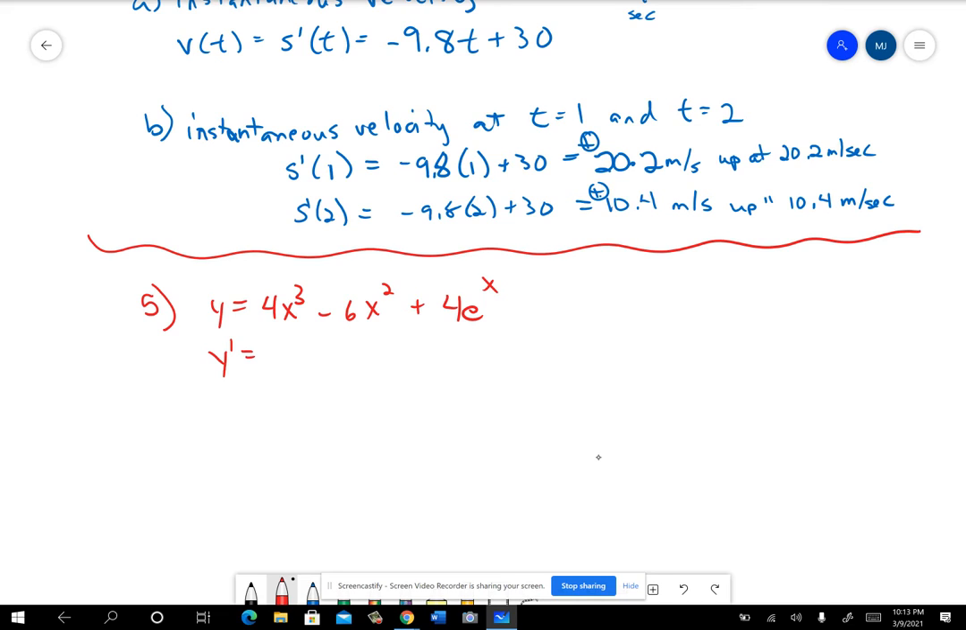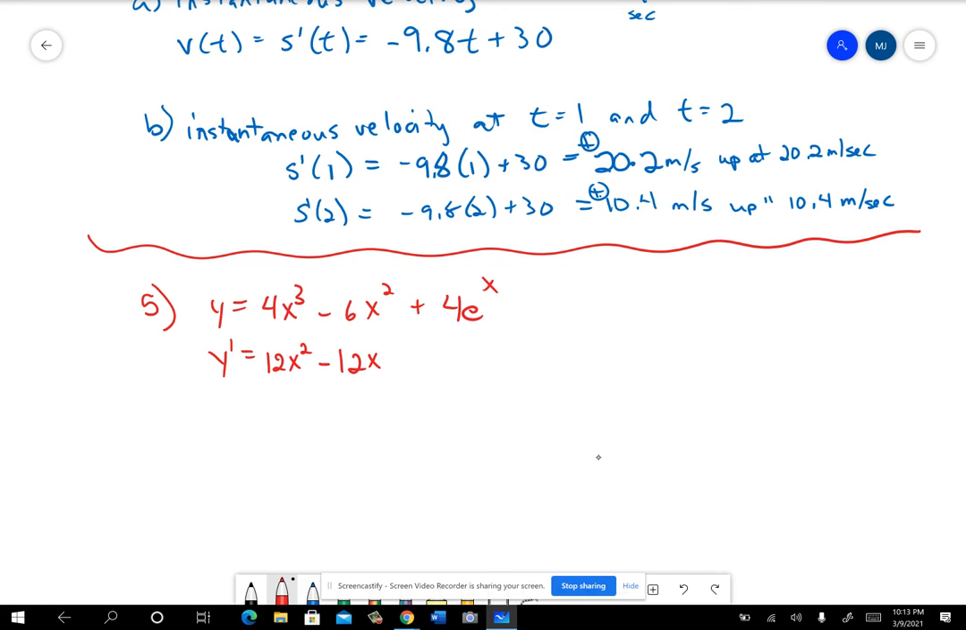So the first term is just a power function. So you can just do 12x to the second. You bring down the exponent and then take 1 away. So you do 3 times the 4 and then x to the second. And then this would be minus 12x using the power rule again.